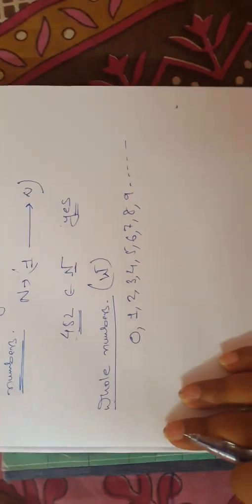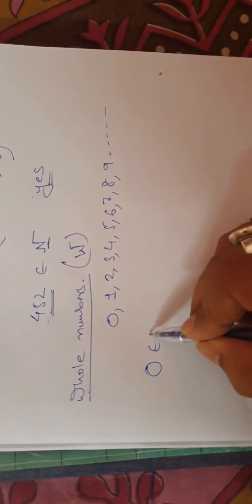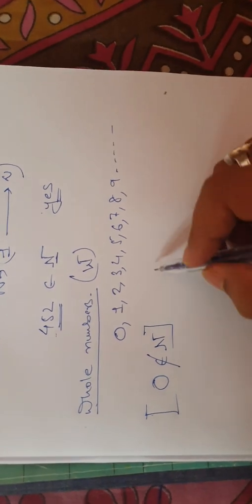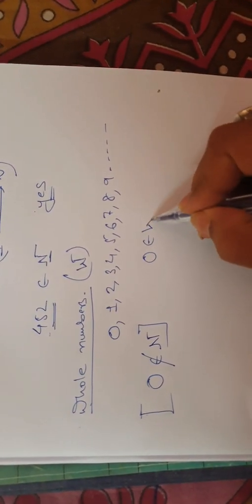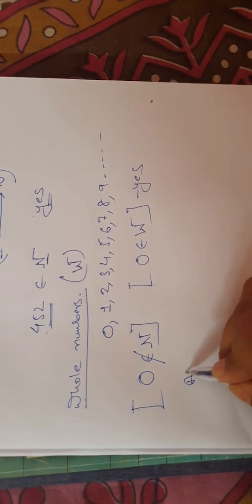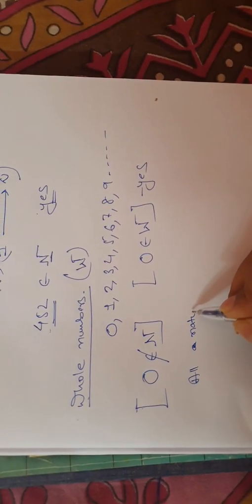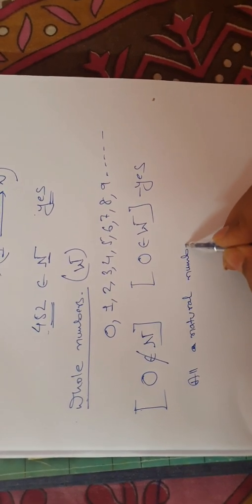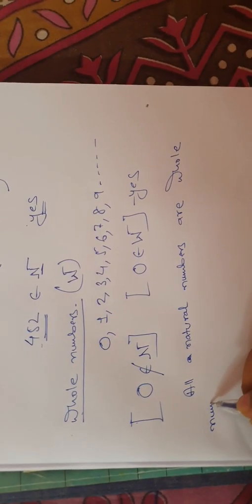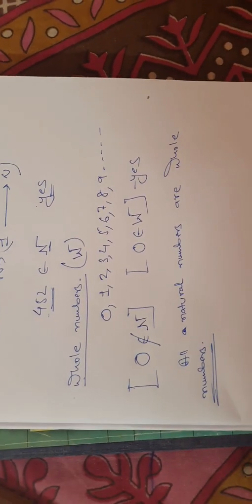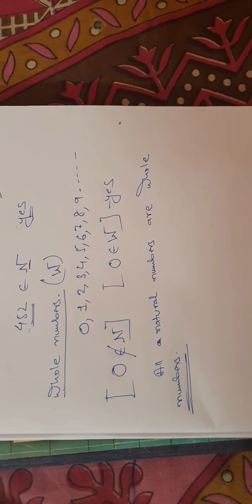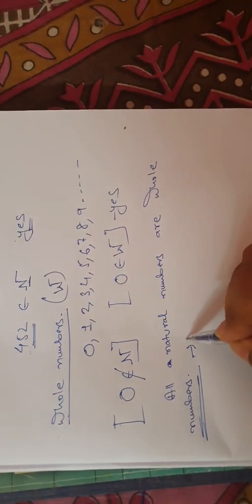Okay, so if I ask you a question, does 0 belong to N? Does 0 belong to the set of natural numbers? No, it doesn't belong. Okay, but does 0 belong to the set of whole numbers? Yes, it does belong to the set of whole numbers. But if I say a statement that all natural numbers are whole numbers, will you agree? Yes or no? Yes, you will agree. Yes, so that means that is right.